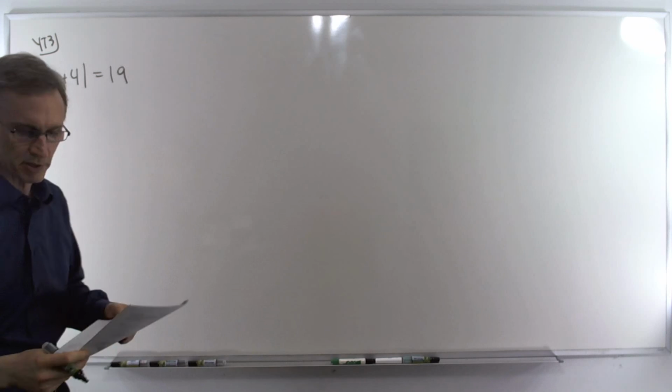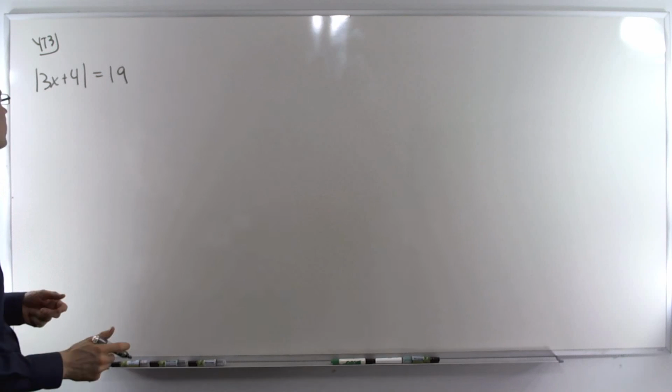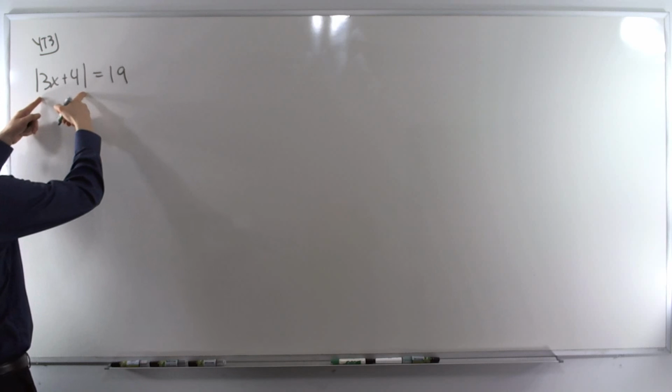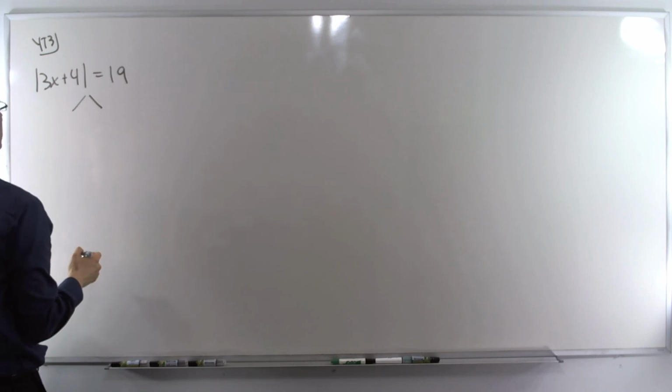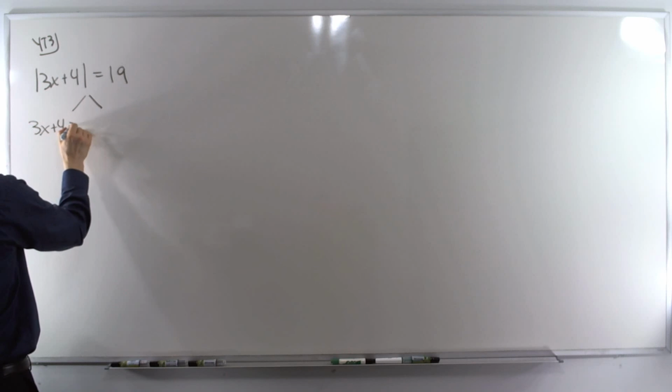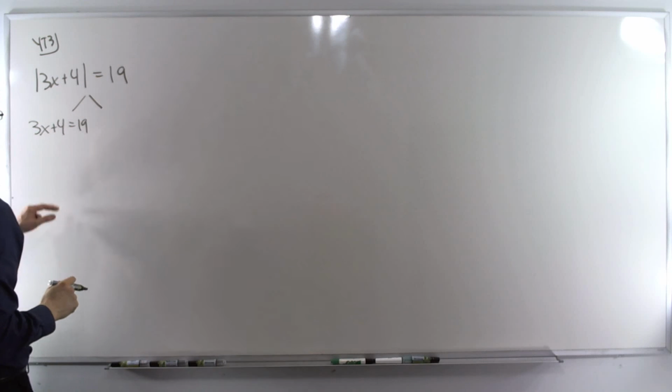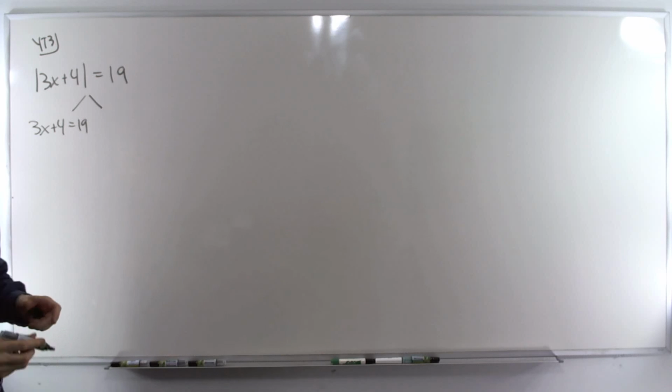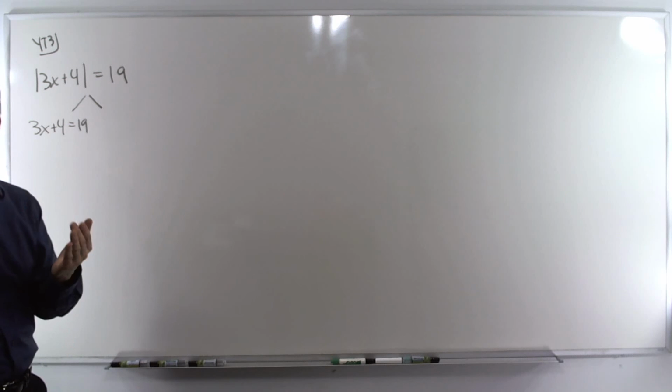Absolute value of 3x plus 4 equals 19. We have the absolute value isolated, so we can split it up. All right, remove the absolute value bars. 3x plus 4 equals 19. Make sure on the step where you split it up, you remove the absolute value bars.